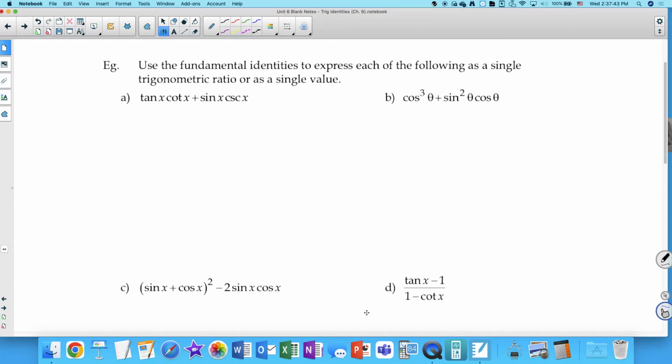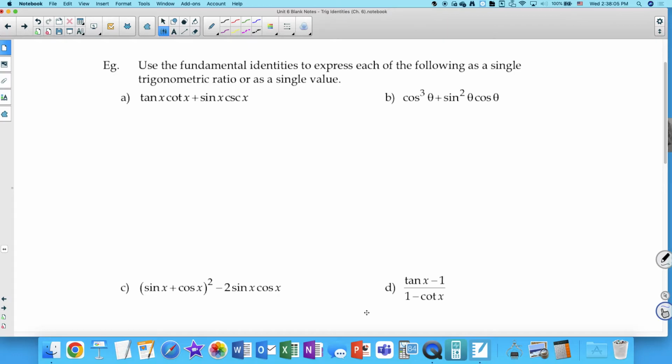Would you just put them all into their fractions? Okay, keep going with that. When I see something like this, I only see one little sine in there. Everything else is something else. I think, okay, let's put everything in terms of sine and cosine and see where we get.